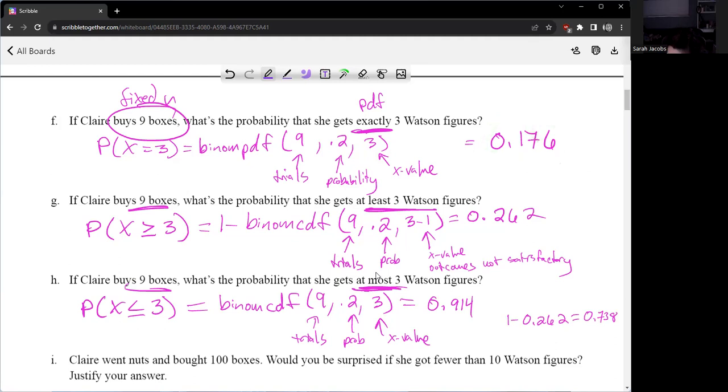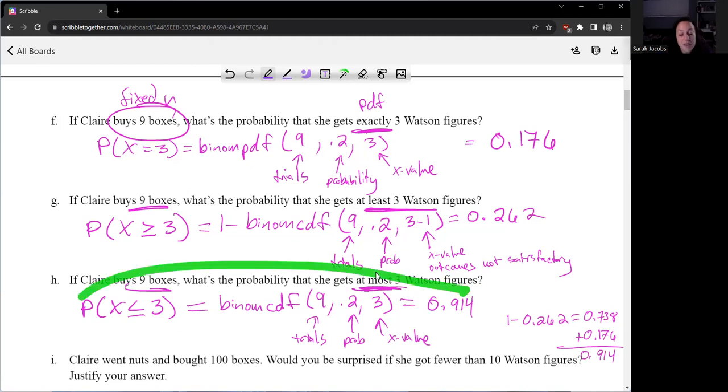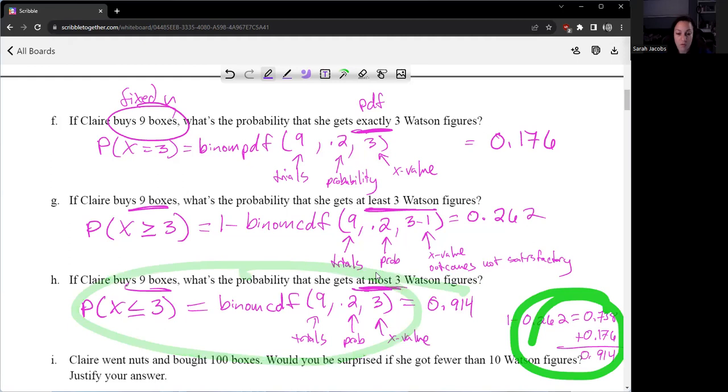And this is the probability of getting 2 or fewer. And so we're going to add 0.176, which is the probability of getting exactly 3. And we get right back to 0.914. Again, if this makes sense, you're in really good shape. If this did not make sense, that is okay. I'm happy to go over it in class.